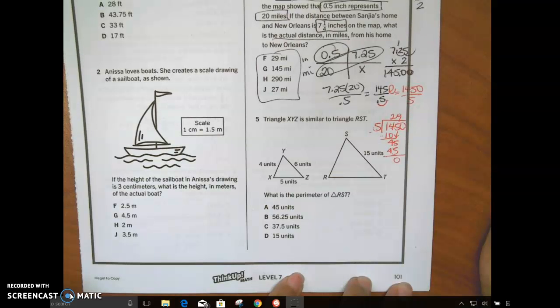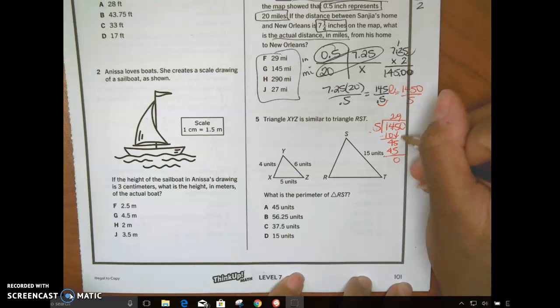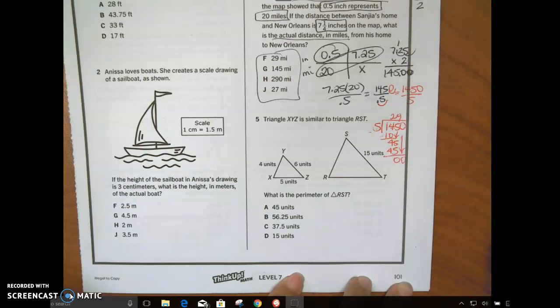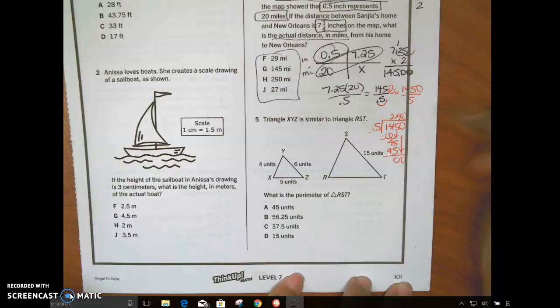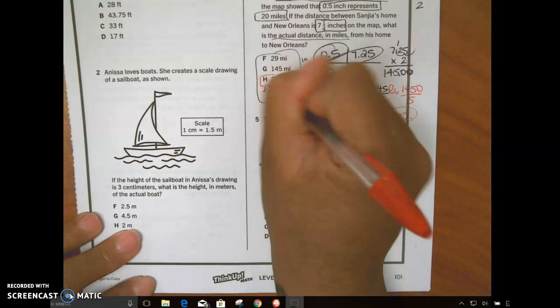Pay attention. Bring down the what? 0. How many times does 5 go into 0? 0. Now I'm done. I have filled up all these places. This is a 0. What is my final answer? 290.